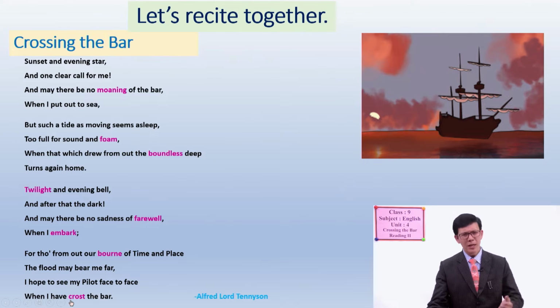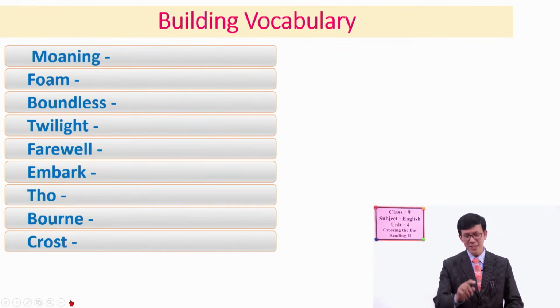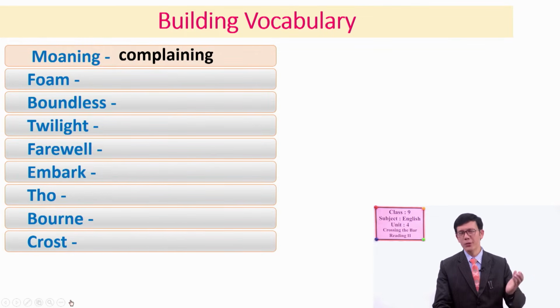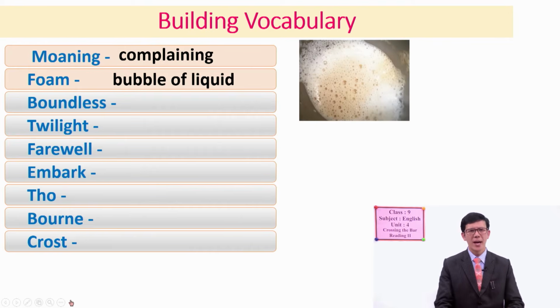Okay, now I would like to show you, as we just discussed, these words and meanings with some pictures as well. So let's see the first word. Right, moaning is what we call. Very good. This is a little revision for you. Complaining. And foam? Good. That means a bubble of liquid water. And you can see there in the picture, right? That is the bubble of water, okay, foam.